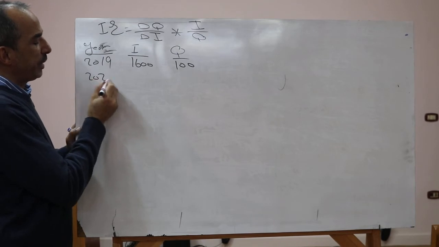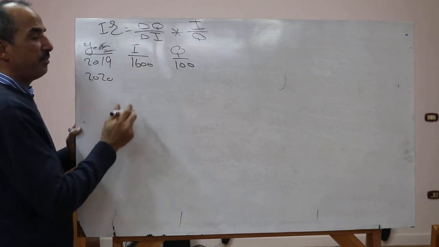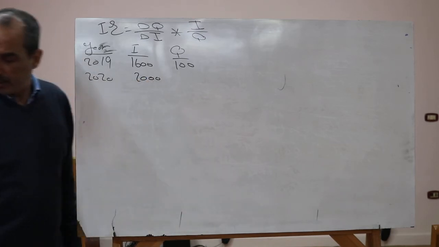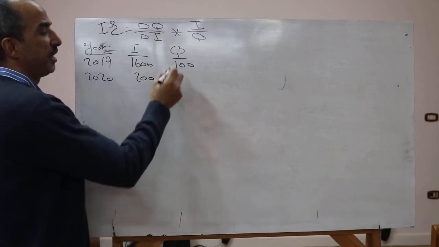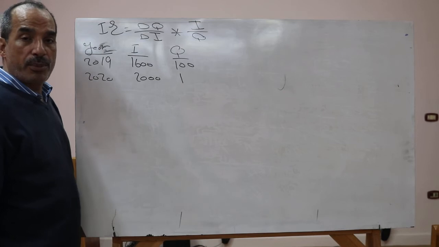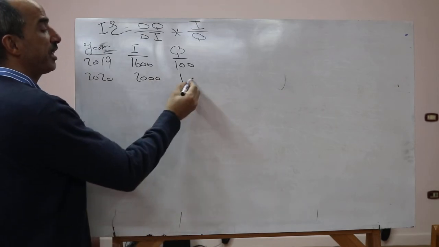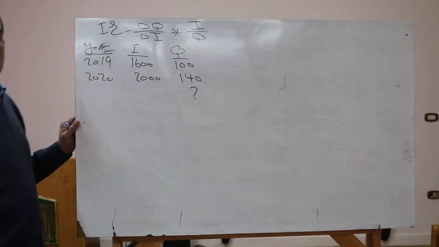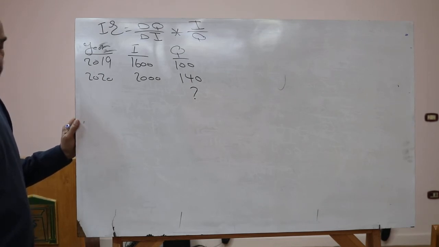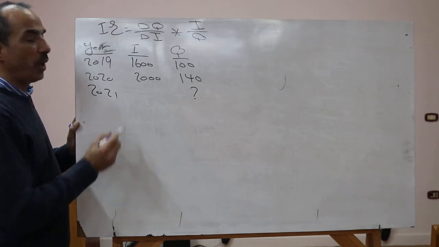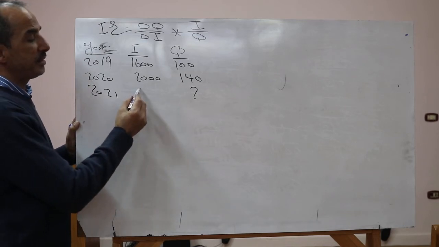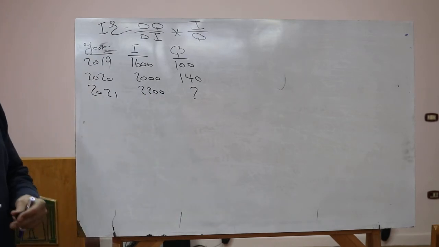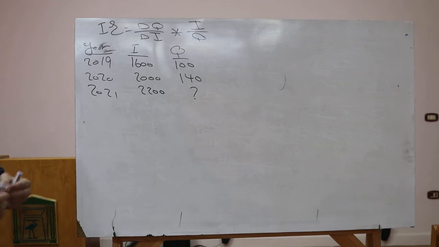And in 2020, the income increased to 2,000. In this case, the quantity increased to 140. What is the quantity? You want to find the expected quantity. What is the quantity in 1991, once the income increased by 200?